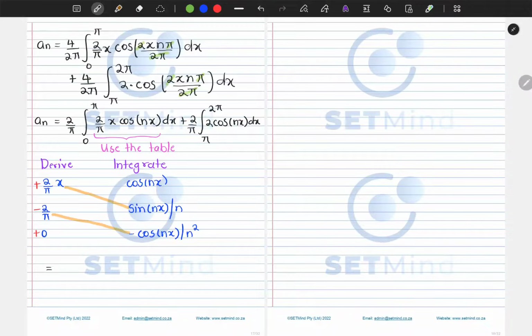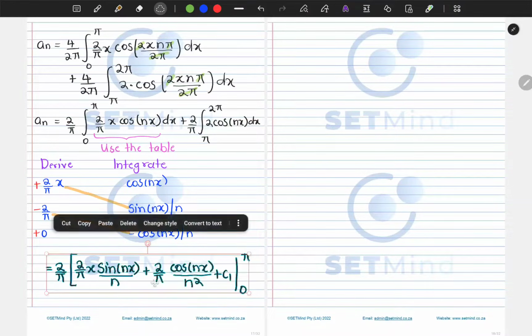So for that first part, what we are going to have is 2 over pi. After doing our integral, what we have is 2 over pi times x, and then multiplied by sine of nx. This is divided by n. And then we multiply this one and this one. So negative, negative, it will give us a positive. So we have 2 over pi, and then multiplied by cos of nx divided by n squared. And this we can put C1, and this will be integrated between 0 and pi. Let me take this to the next page.